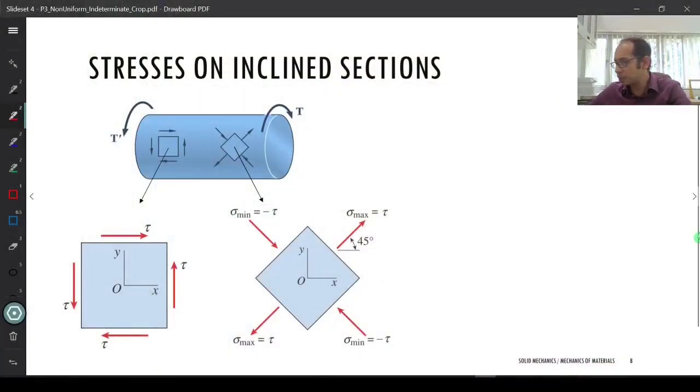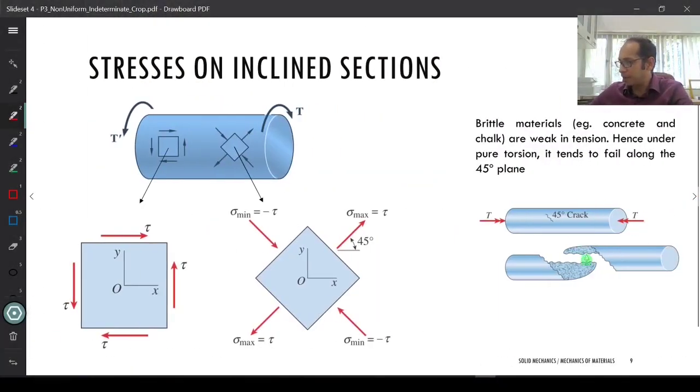That's why, when I apply the torque, at those locations, at those angles where I'm having this maximum tau, figuratively, if I have to explain, you start to have the crack at the 45-degree plane and the chalk snaps at a 45-degree angle. When some of you go back to your campus, you can try to do this experiment in classrooms. It's a fun experiment, right?